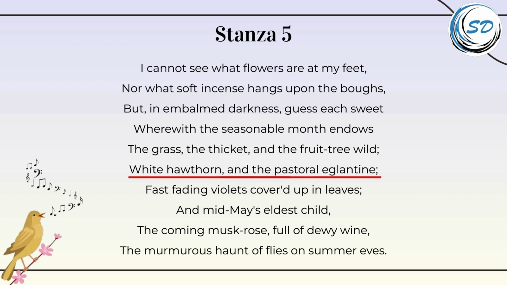Keats mentions specific flowers that he envisions in this magical realm. The white hawthorn and pastoral eglantine, or wild roses, evoke the imagery of a countryside landscape, adding to the idyllic atmosphere. He refers to fast-fading violets covered up in leaves, indicating that the season is progressing, and certain blooms are starting to wane, emphasizing the transient nature of beauty.